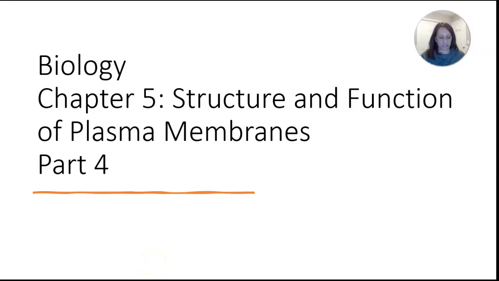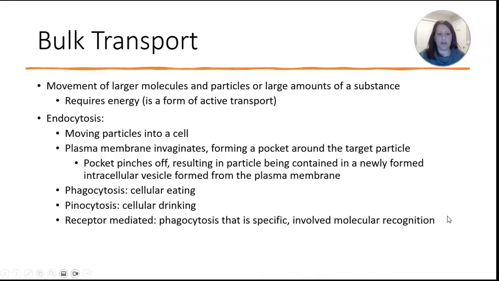Okay, so this is the last part of chapter 5. This is part 4. And in this part of the chapter, we will focus on bulk transport. Okay, and so bulk transport is going to be the movement of large molecules or large amounts of molecules or particles. So it's moving a bulk amount of material across the membrane.